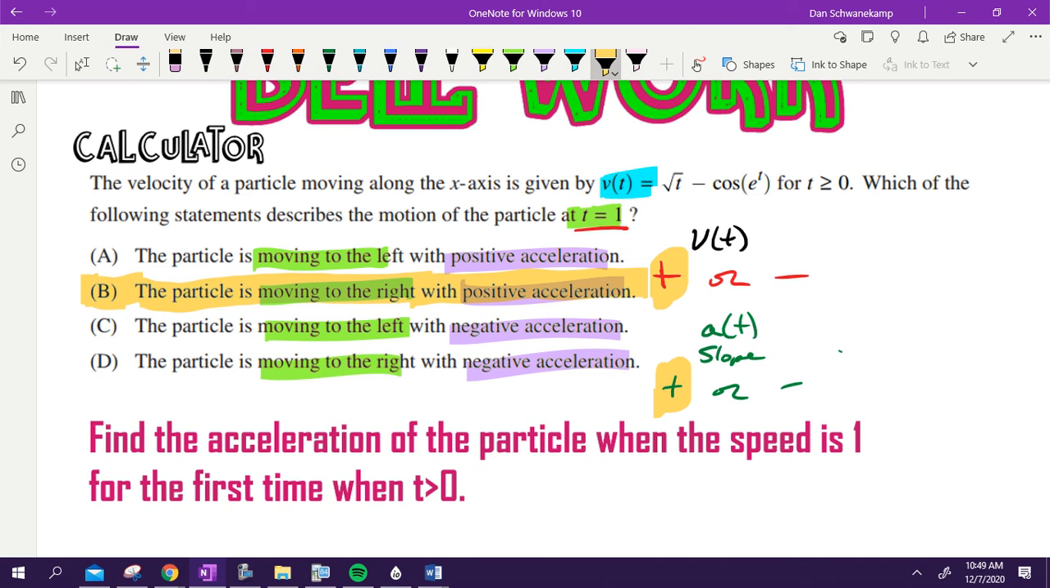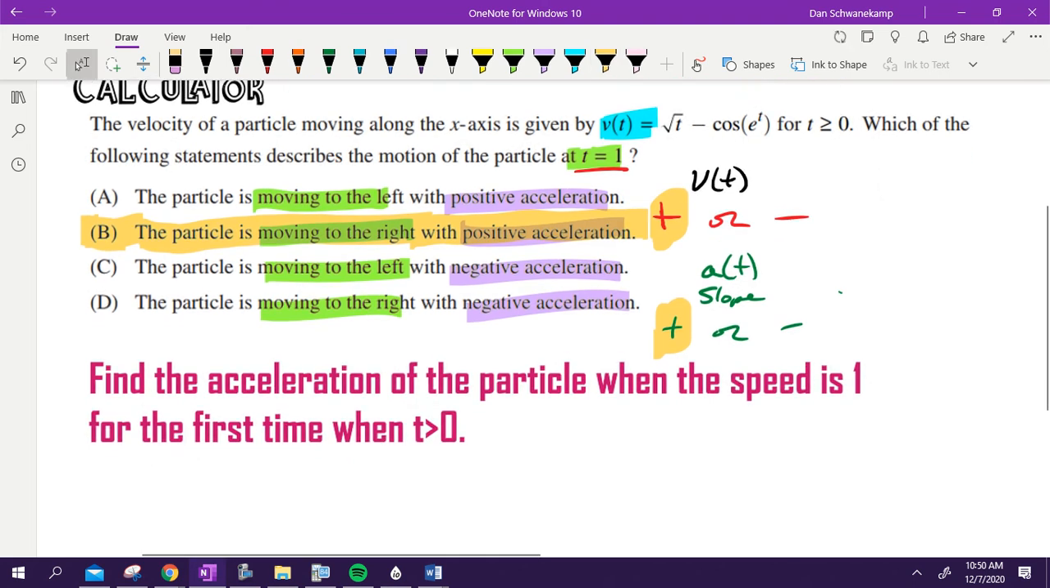Now let's go to the second one because this is a good question. Find the acceleration of the particle when speed is 1 for the first time when t is greater than 0. So the ultimate goal here is I'm trying to find acceleration when speed is 1. What am I looking for on velocity to talk about speed?